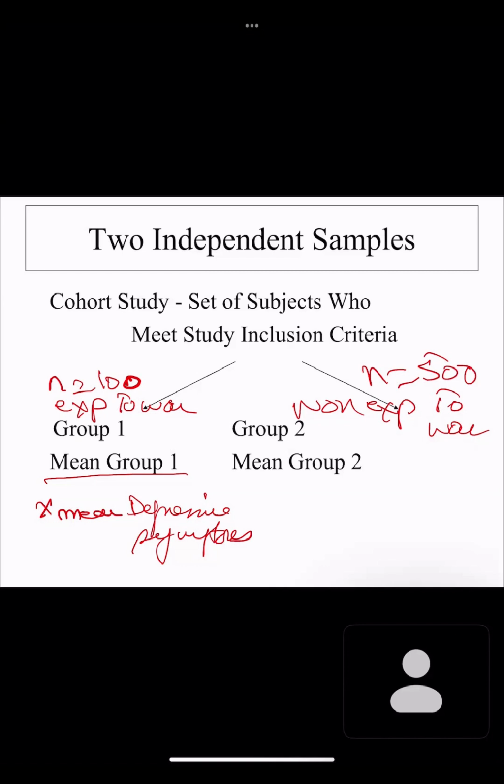And then you follow them up to see what's the mean number of depressive symptoms in 1 and the mean depressive symptoms in 2. Again, these are independent samples, all right? So they don't depend on each other. Being in group 1 or in group 2 does not depend on having a particular characteristic that's in group 1. So you have a questionnaire, you ask, have you been exposed to war? Have you been displaced? Yes, no. And then you will end up with two groups. These are called independent groups.